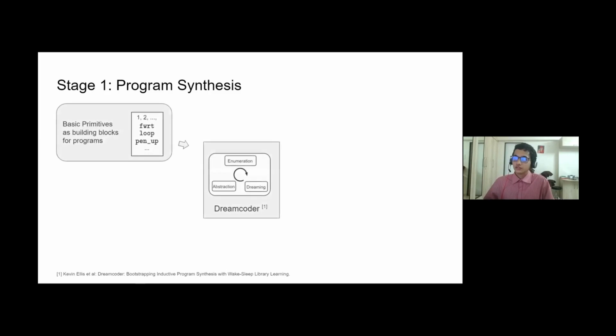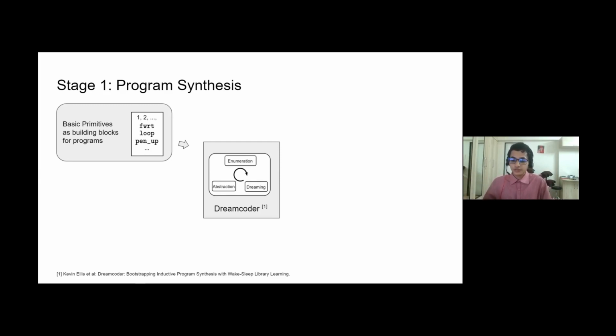So stage 1 of our system consists of using Dreamcoder to do program synthesis. Just a quick summary: Dreamcoder is an inductive program synthesis module which, given input-output examples, generates programs for those, and also learns a library of high-level functions which it finds to be useful during the synthesis stage. Dreamcoder requires a set of basic primitives to be used as building blocks for generating the synthesized programs.